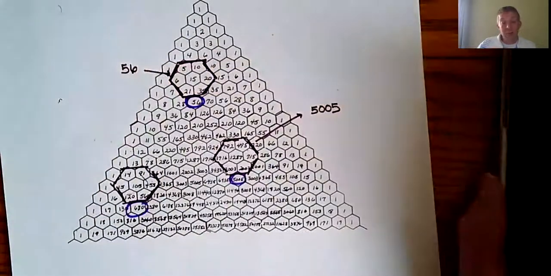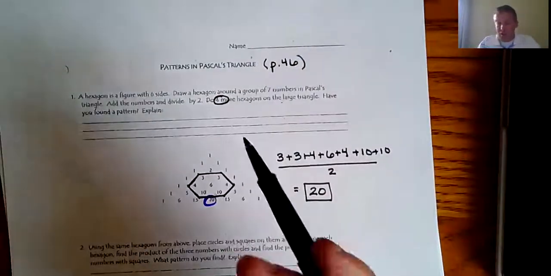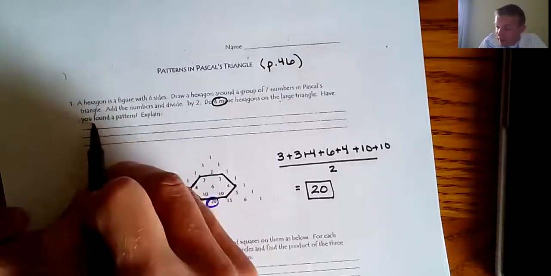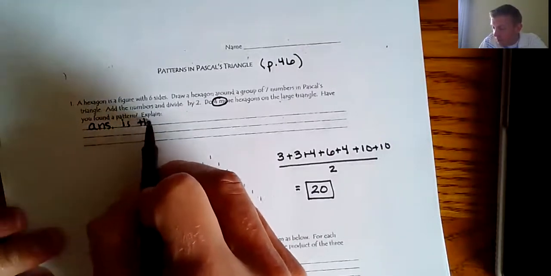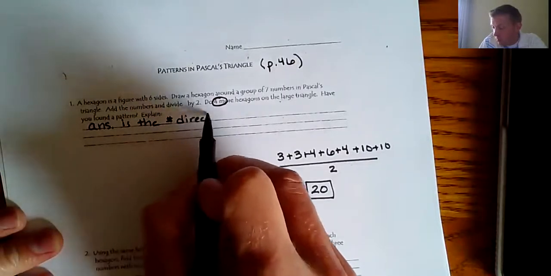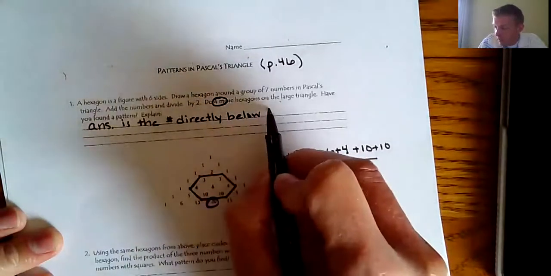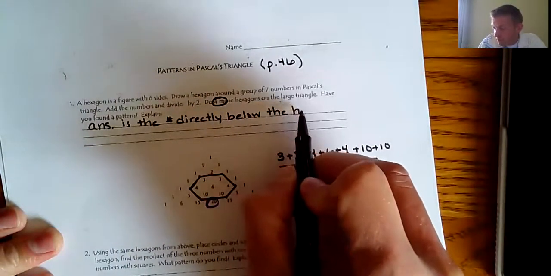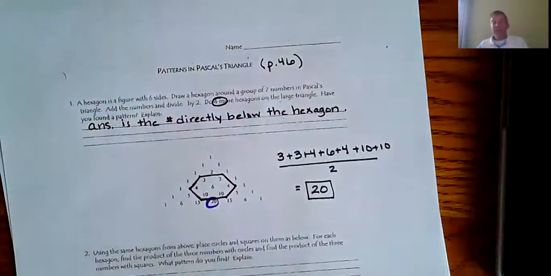So that's going to work anywhere on the triangle. If you go back to page 46 here, for my pattern, I would just say the answer is the number directly below the hexagon. Every time.